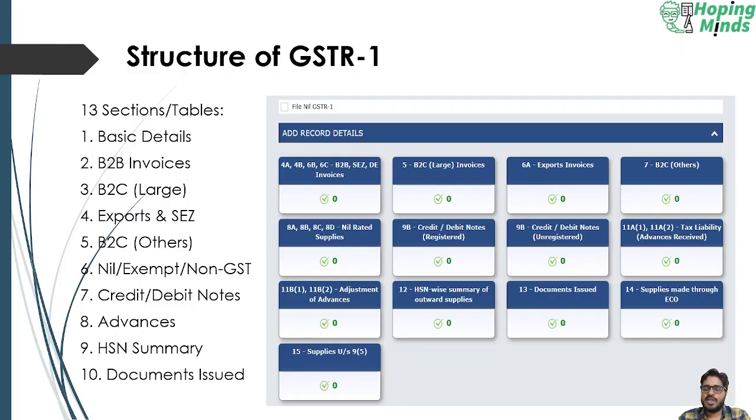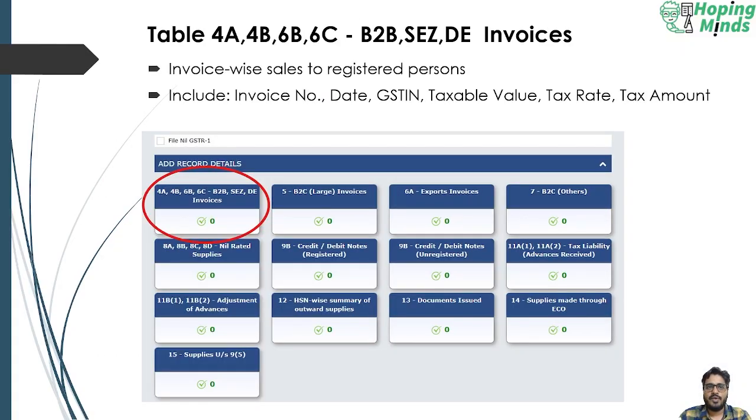So the structure of the GSTR-1 return ensures that every type of sale is captured, whether local, interstate, intrastate, exports, B2B or B2C. So let us understand each table individually. First one is tables 4A, 4B, 6B, 6C, that is B2B, SEZ and deemed export invoices. In this table, supplies pertaining to a registered taxable person are required to be disclosed. All the invoices that pertain to a registered person must be disclosed in this table.